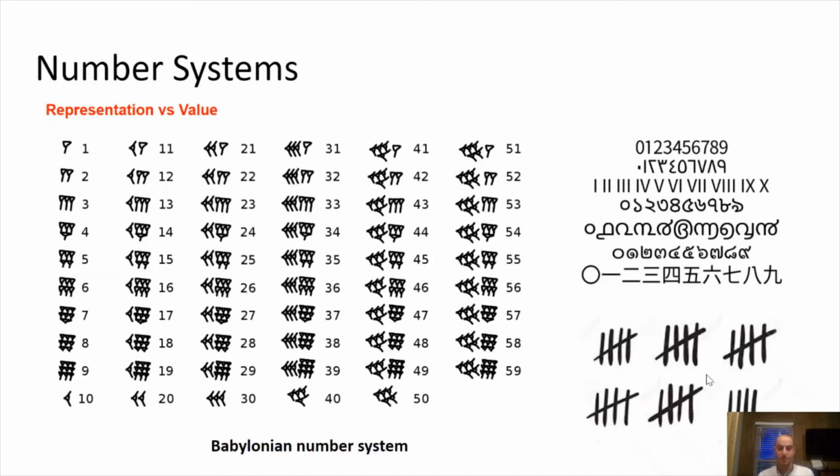The bigger picture that you see here is the Babylonian number system, and that has 59 different symbols. So why am I showing you this? The main point here is that we have different representations for the same value of a number.